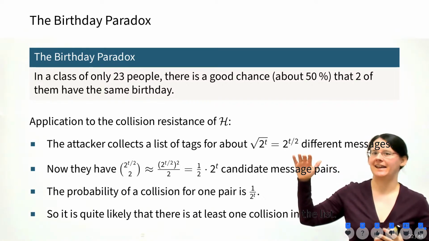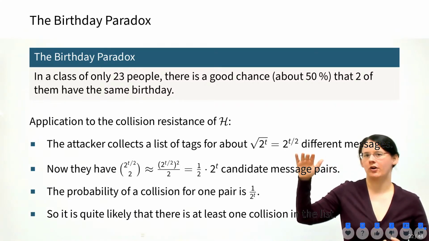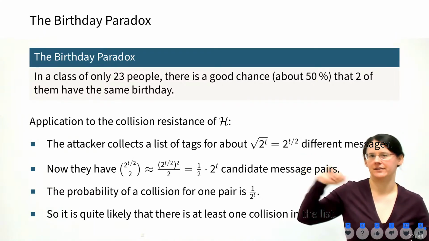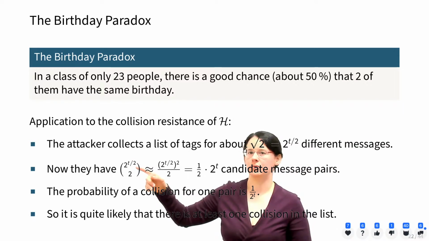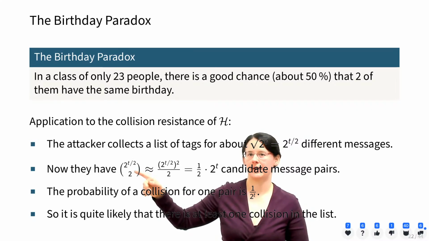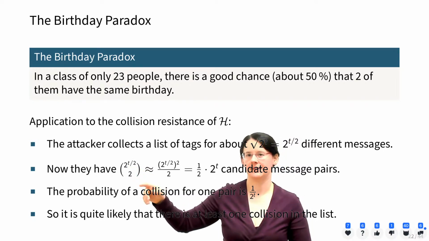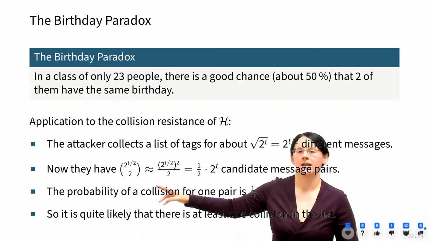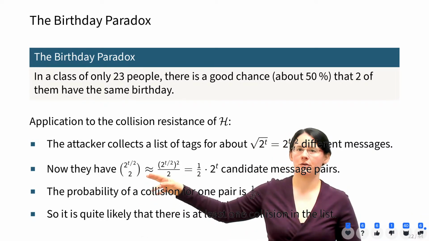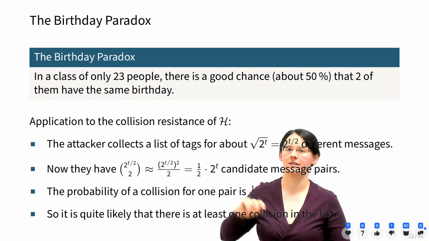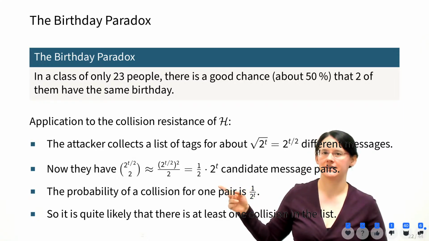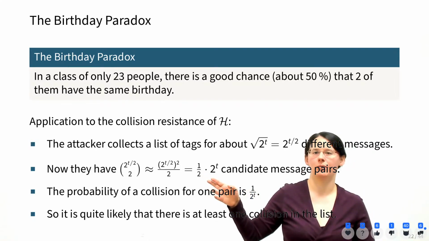So now we have so many candidate tags. Now, how many possible combinations of 2 of them do we have which could collide? Well, I have 2 to the t divided by 2 options, and any 2 of them, I can pick any 2 of them, they have a chance to collide. So I have 2 to the t over 2, choose 2 many options. In German you would say 2 hoch t halbe über 2. So that's a binomial coefficient. If you write that out, this is approximately the same as the top value squared divided by 2, which in turn is the same as approximately 1/2 times 2 to the power of t candidate pairs.